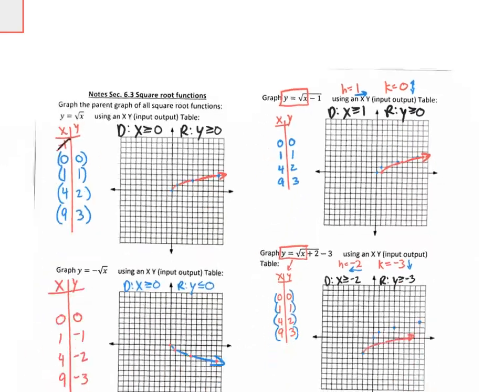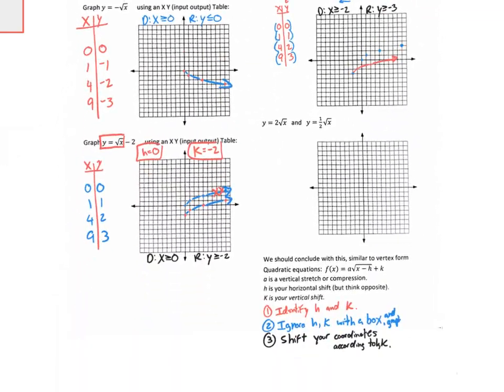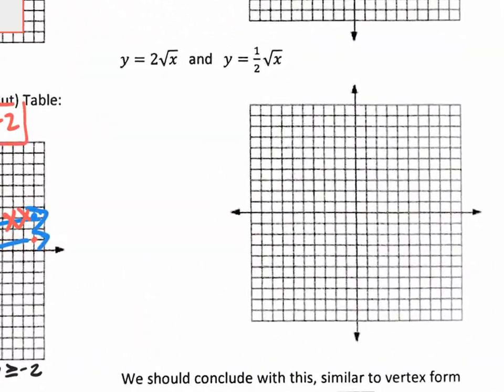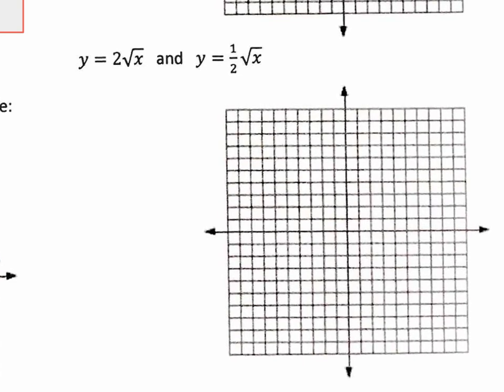So we've graphed all these different ones. We're going to stop right there. Tomorrow we're going to graph the ones with the different a values. Like this guy, it's going to get vertically stretched. The parent graph is going to get vertically stretched by 2. And right here, the parent graph is going to get vertically compressed by 1/2. We'll show both of those on this graph tomorrow.